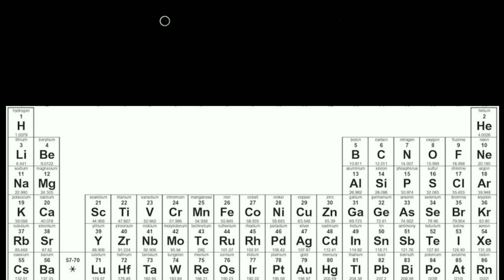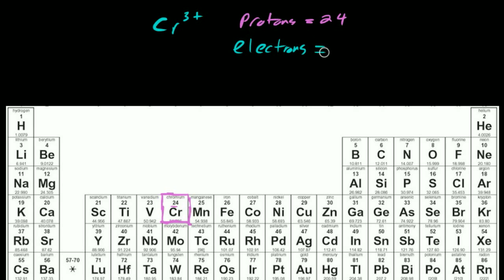How about let's do chromium 3 plus. Let's just do one more of these. So chromium 3 plus. Chromium is right here on the periodic table, and it has an atomic number of 24. So we know that we are going to have 24 protons. And how about the number of electrons? Well, we know that we're going to have 3 more protons than we do electrons, right? So we would subtract 3 from this number to get the number of electrons. So we are going to have 21 electrons.